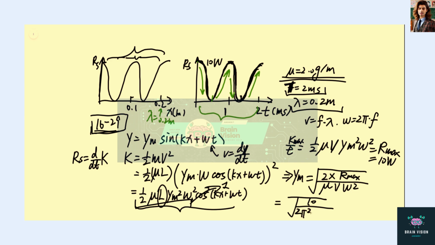We can simplify those to become 2 pi squared, and then we have mu lambda f cubed. Just plugging in all those numbers, we get the answer: 0.0032 meters. So we have a maximum amplitude of about 2 millimeters.